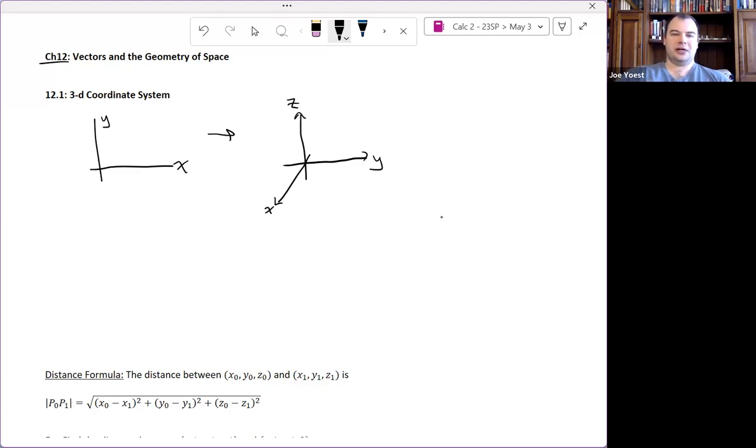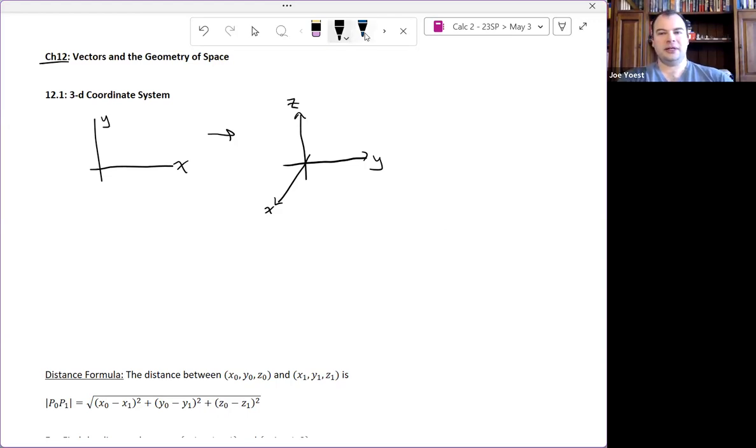We kind of imagine that Y and Z are in the plane of the screen and that X is pointing out towards us. So that's what this picture is meant to represent. X is coming out of the screen, and Y and Z are the two axes that would be horizontal and vertical in the screen.